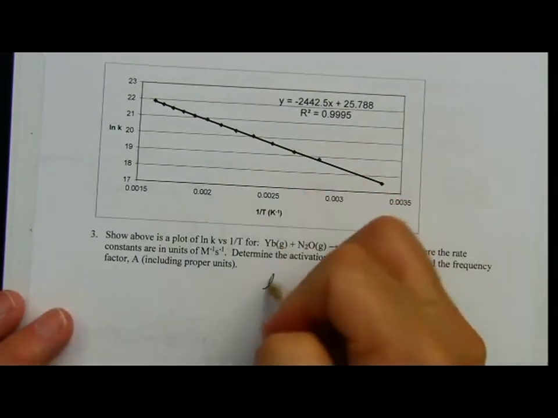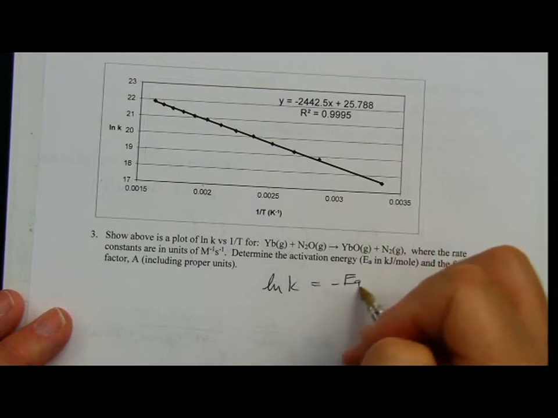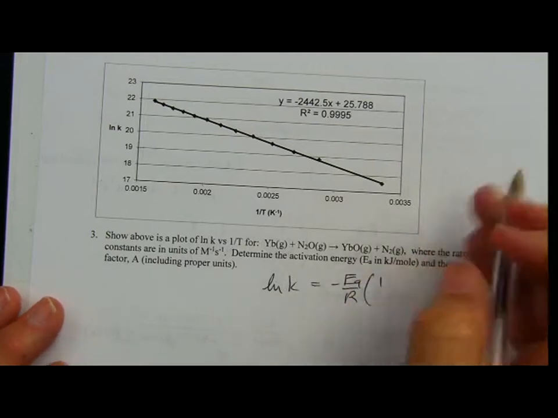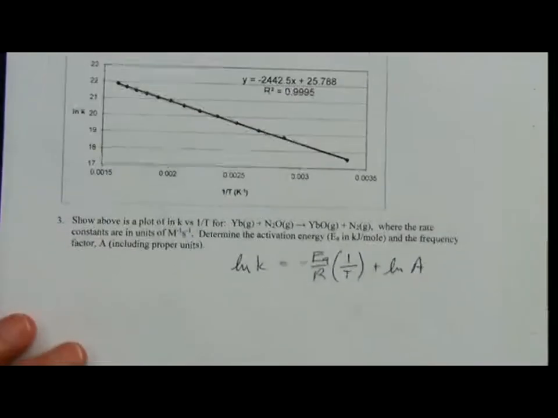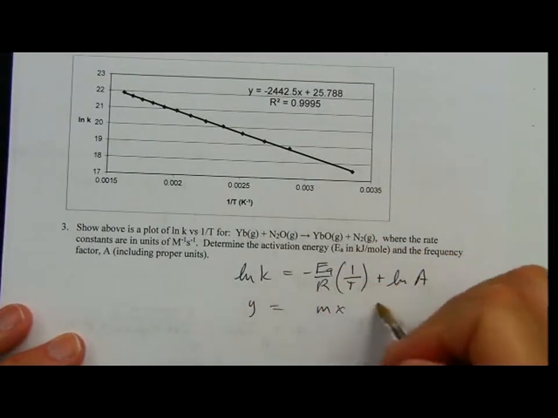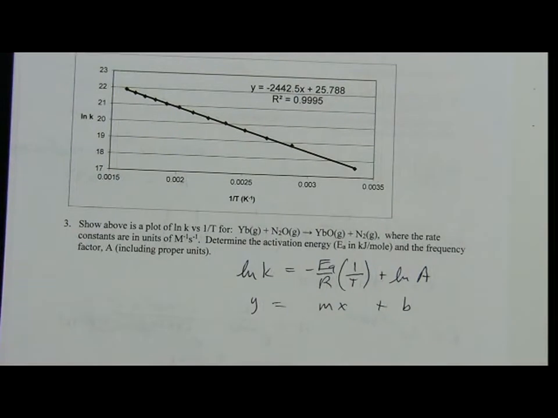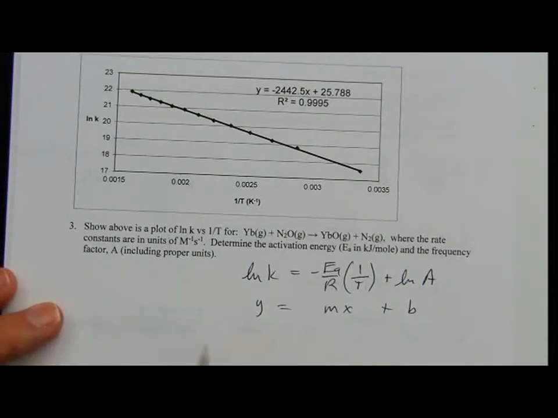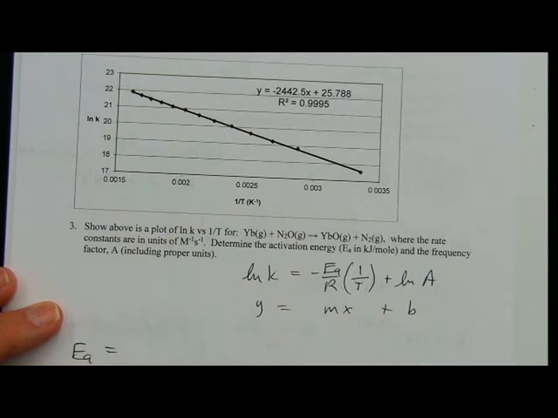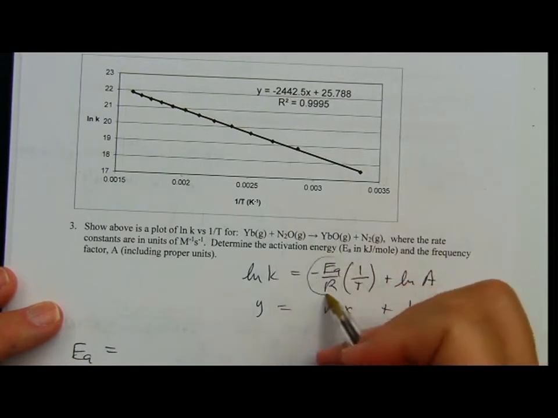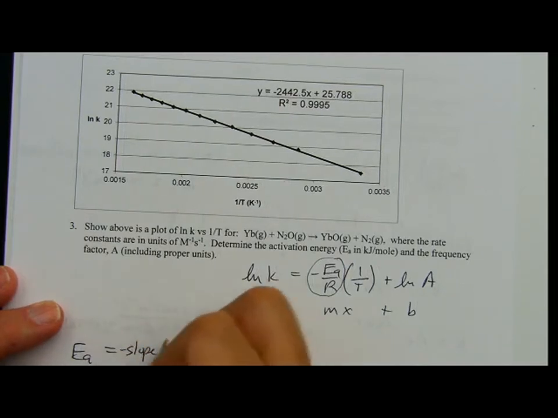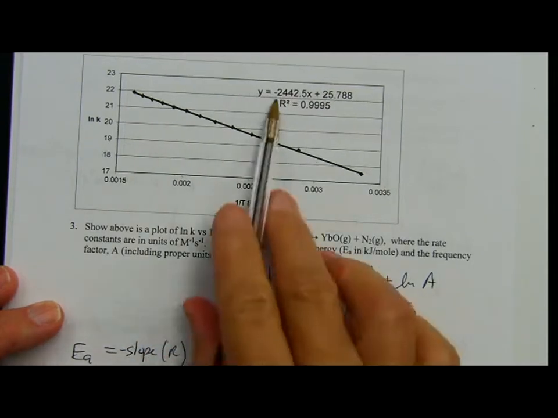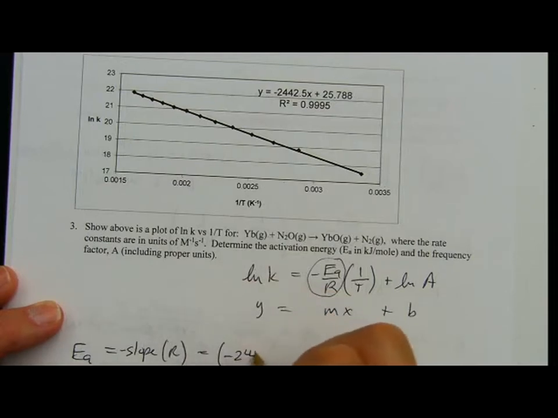Okay, remember, we've got this equation, log K is equal to minus E sub A over R times 1 over T plus the log of A. So this has a formula Y equals mx plus B. So if I want to get the activation energy, this thing right there is equal to the slope. So it's minus the slope times R. So the slope is minus 2.5.